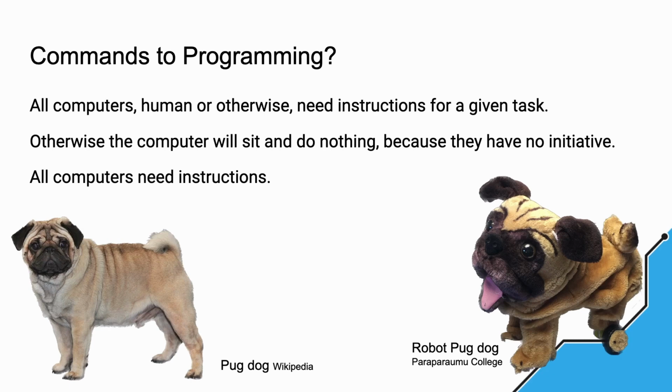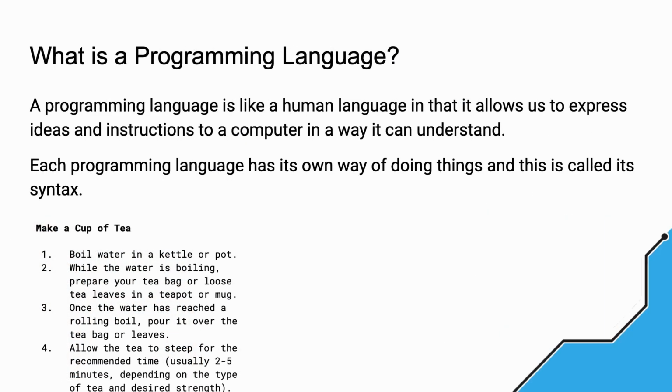So all computers need instructions, and that is the purpose of programming, is to produce the instructions that a computer needs to run. So what is a computer language? Well, a programming language is basically like a human language in that it allows us to express ideas and instructions to a computer in a way that it can understand.